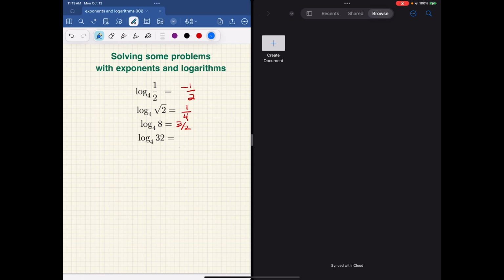Finally, log base 4 of 32 is going to equal log base 4 of 2 times 2 times 2 times 2 times 2, which is going to equal log base 4 of 4 times 4 times 4 to the 1/2, which is going to equal log base 4 of 4 to the 5/2, which is just 5/2. So log base 4 of 32 is 5/2.